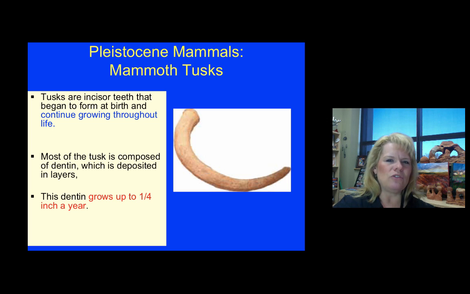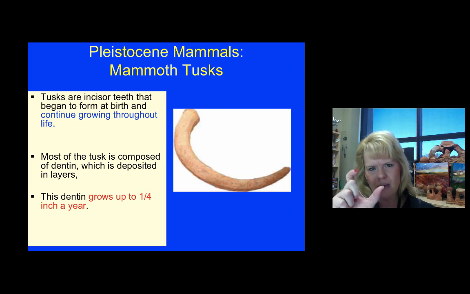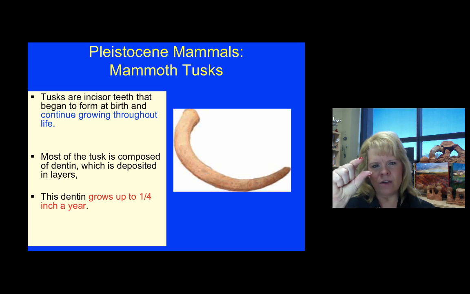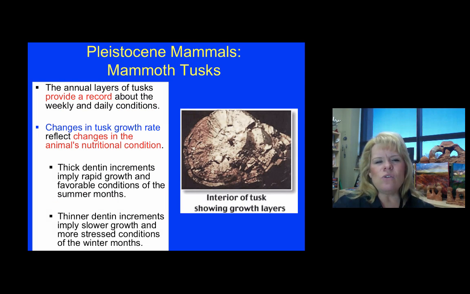So dentin grows very slowly, but within that we can see the rings of nutrition that occur from season to season, even week to week and month to month, as these things are slowly growing like your fingernails. So the annual layer of tusks provides a distinctive record of the weekly and daily eating conditions and living conditions of these animals. And the tusk growth rate would change. If you had really great eating conditions, the tusk would grow faster. So thick dentin increments of rapid growth indicate that we had great eating conditions.